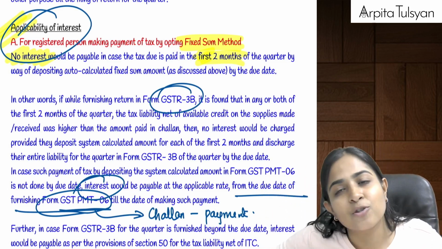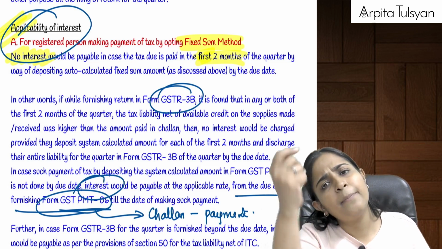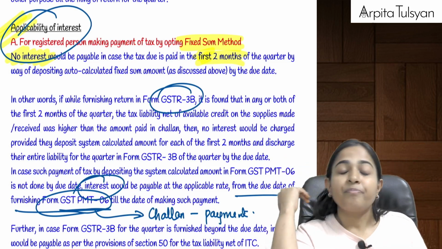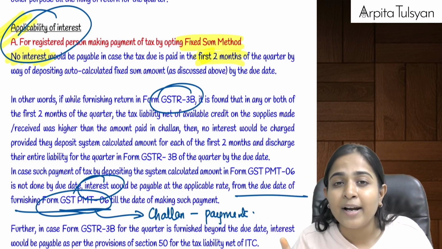Why is there no interest applicable? Because the government told you to pay 35% and you normally paid 35%. But when the quarter gets over, at that time, are you required to pay the shortfall?